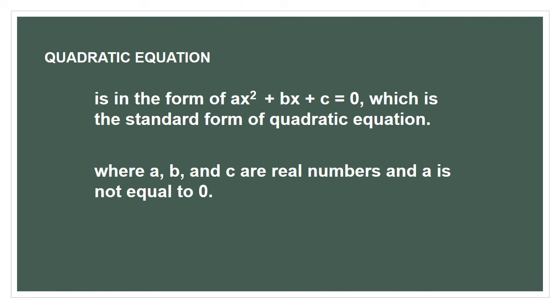Okay, what is a quadratic equation? It is in the form of ax squared plus bx plus c equals 0, which is the standard form of a quadratic equation, where a, b, and c are real numbers and a is not equal to 0.